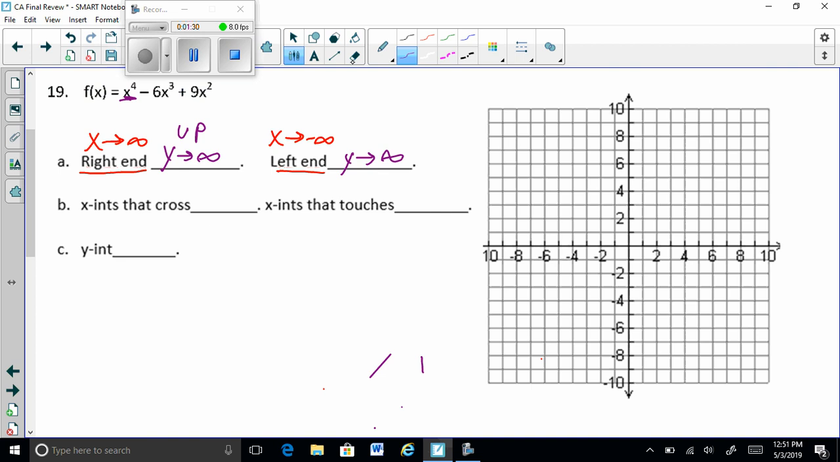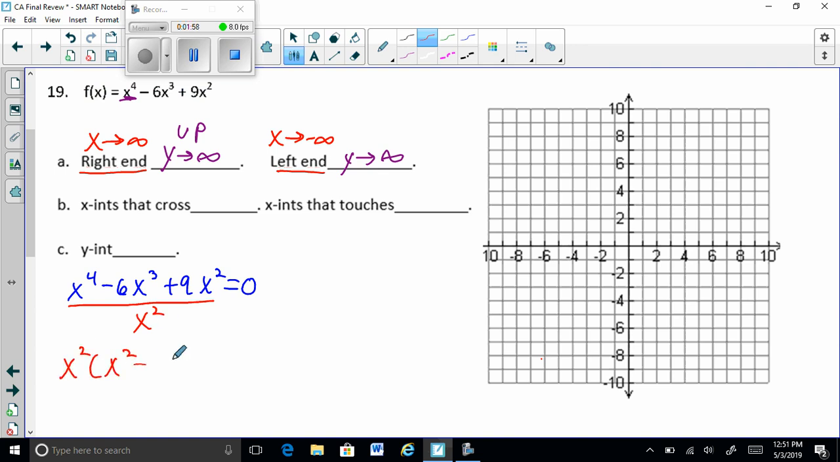Okay, so to figure out where we cross and where we touch, we need to go ahead and find the x-intercepts and then decide the multiplicity. So we're going to set this equal to 0. I notice right away I can factor out an x squared, so I'll go ahead and do that. That leaves me with x squared minus 6x plus 9 equals 0. And this is a perfect square trinomial, actually. So that factors into x minus 3 squared equals 0.